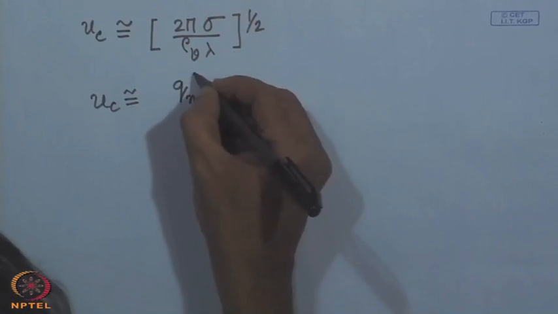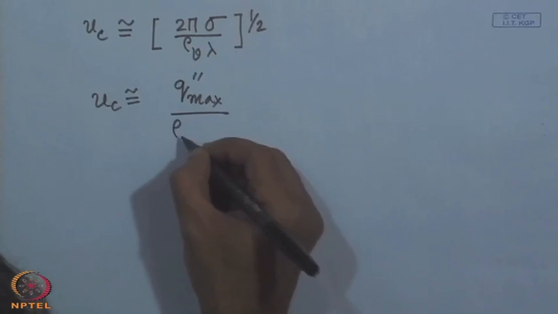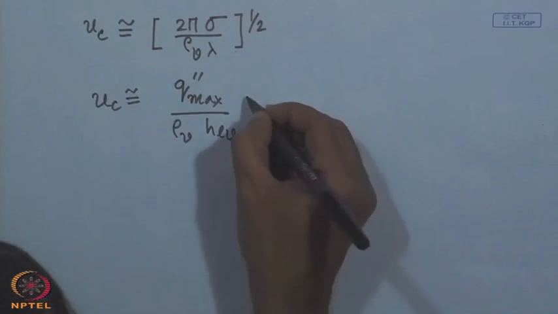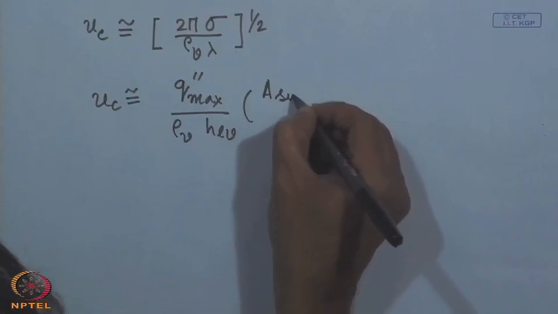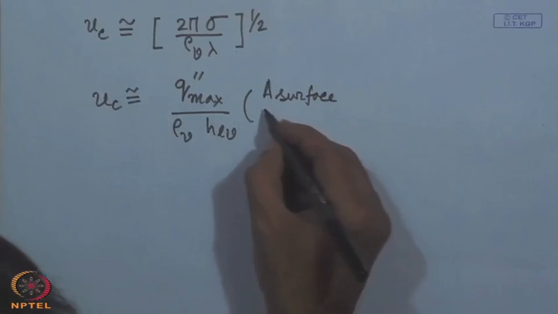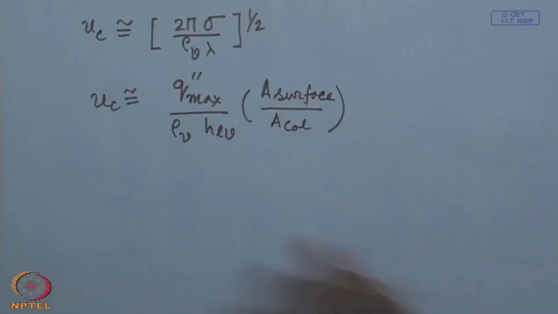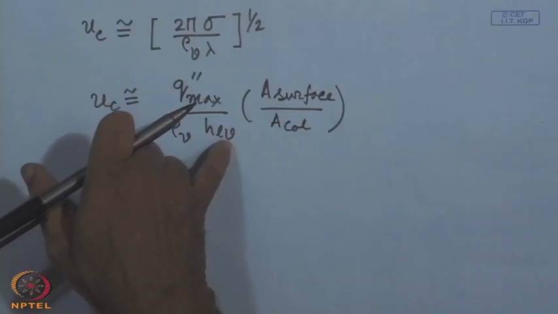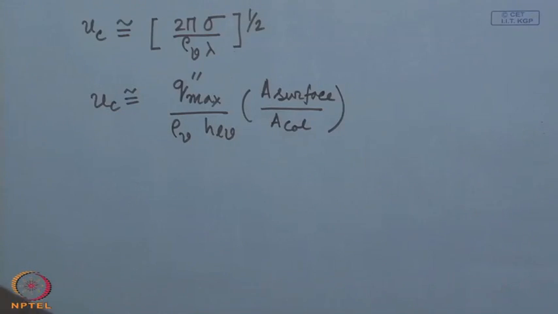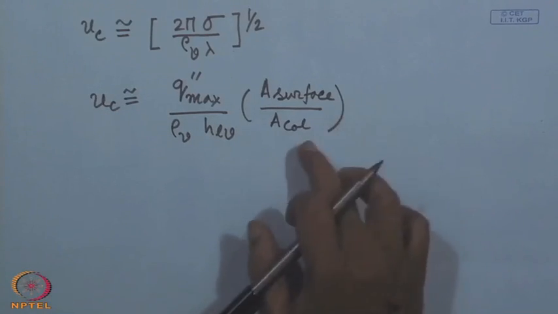Q max double prime by rho V HLV, times A surface by A column. So, we are assuming that critical heat flux is occurring, Q max or Q max double prime gives the critical heat flux, rho V is the vapor density, HLV is the latent heat of vaporization. Now, A surface and A column need some explanation.